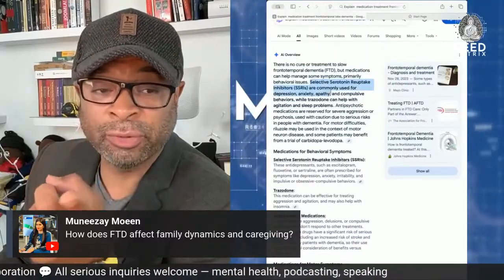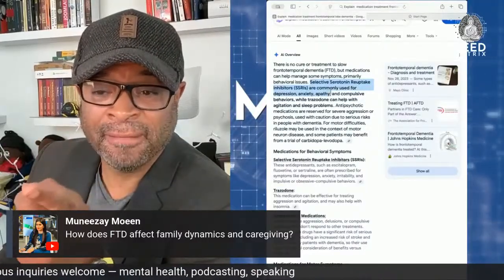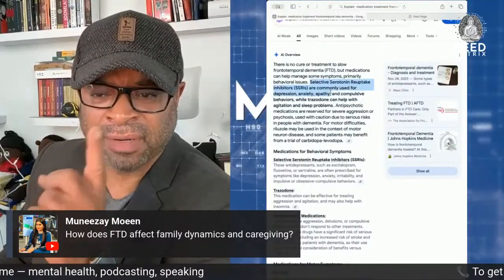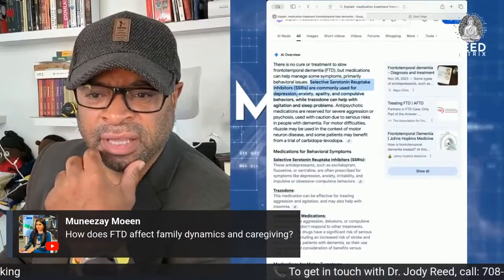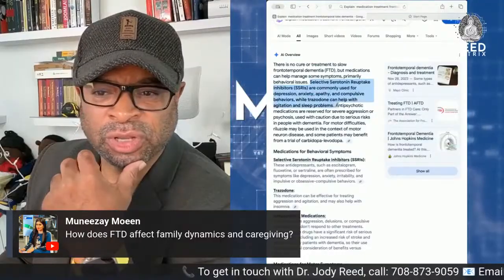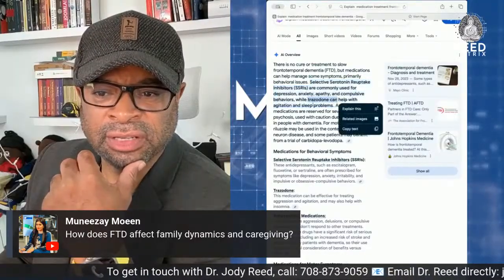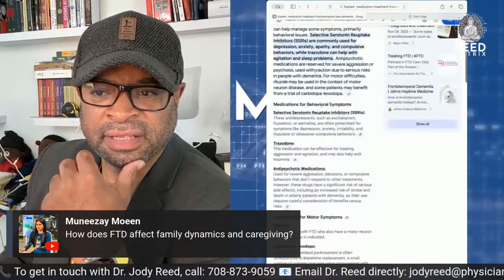I would still go with the mood stabilizers for apathy, because I think it's a more complicated issue than just serotonin. And for compulsive behaviors, while trazodone can help with agitation and sleep problems, I would say trazodone can help with sleep issues, but not the agitation.